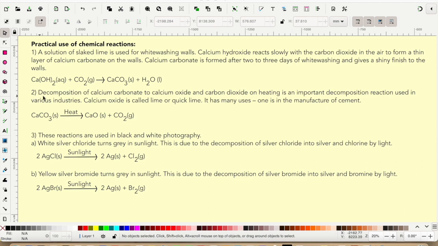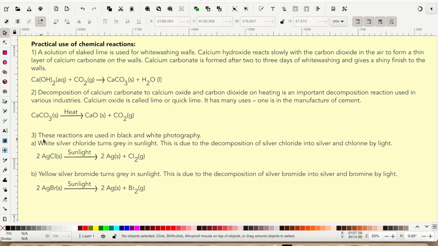Second one is decomposition of calcium carbonate to calcium oxide and carbon dioxide on heating is an important decomposition reaction used in various industries. Calcium oxide is called lime or quicklime. It has many uses. One is in the manufacture of cement.